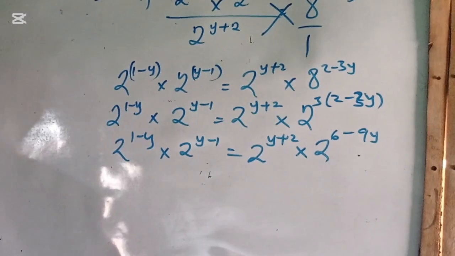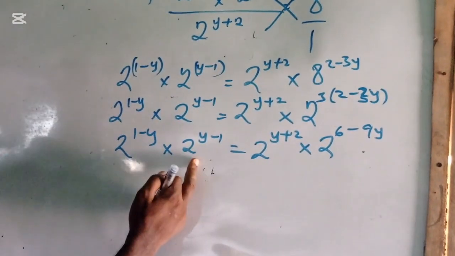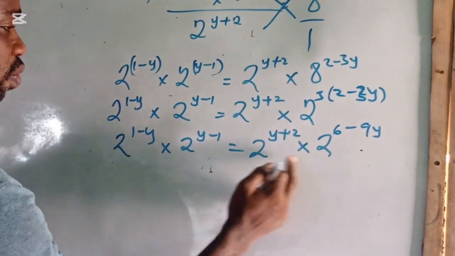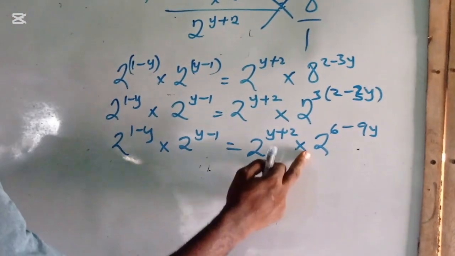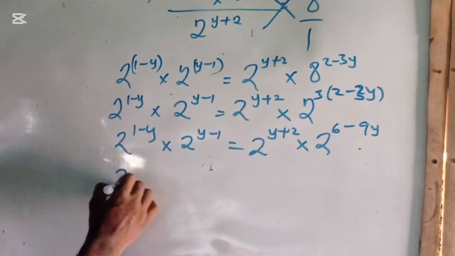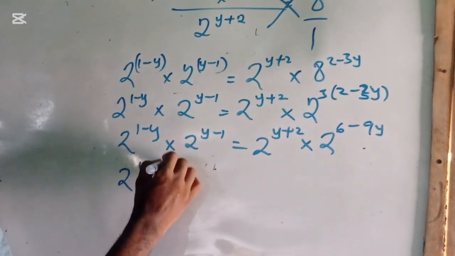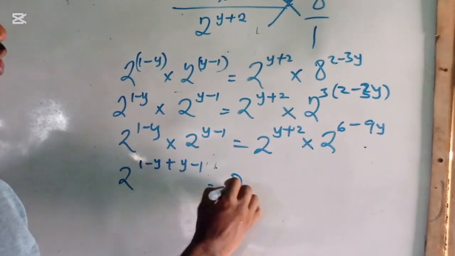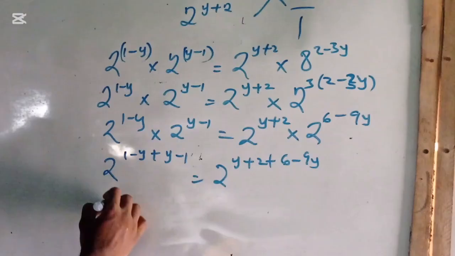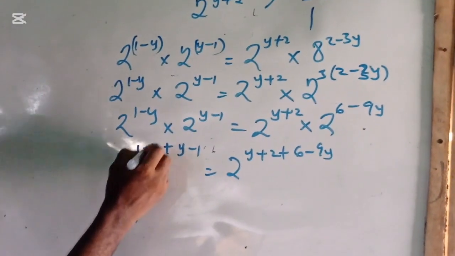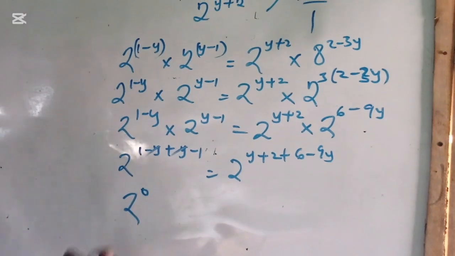Step 2 is to combine them. Remember, this is base 2, base 2, you multiply. This is also base 2. We multiply. So when we have multiplication, we add. So we have base 2, 1 minus y plus y minus 1, equals y plus 2 plus 6 minus 9y. So we have 1 minus y will cancel plus y. So 1 minus 1 is also 0.